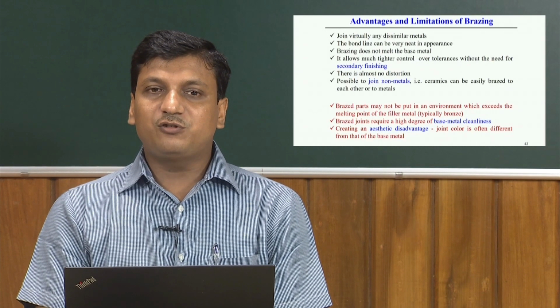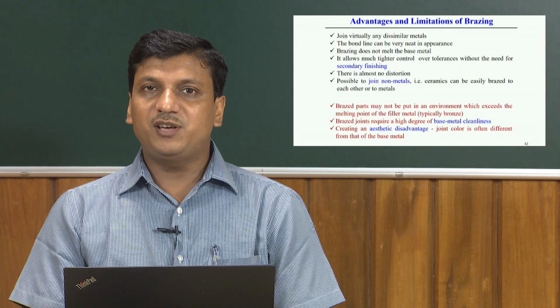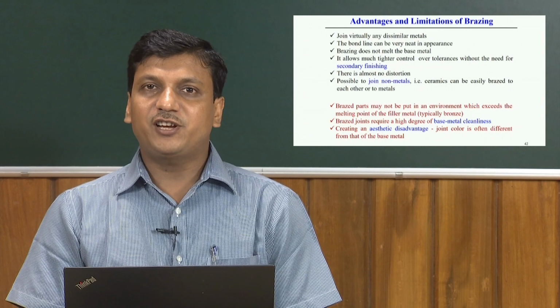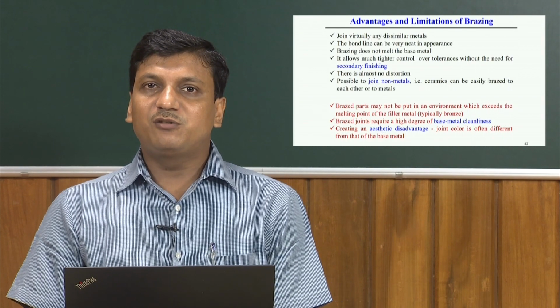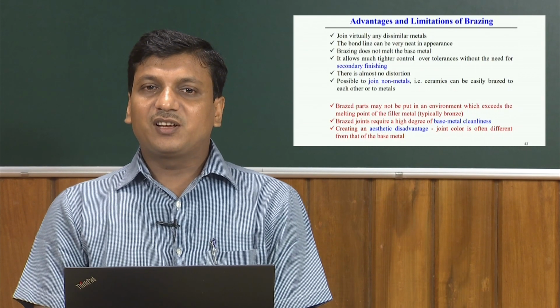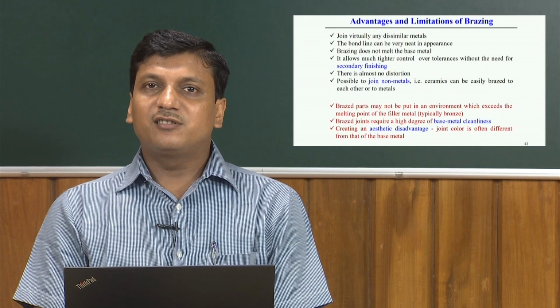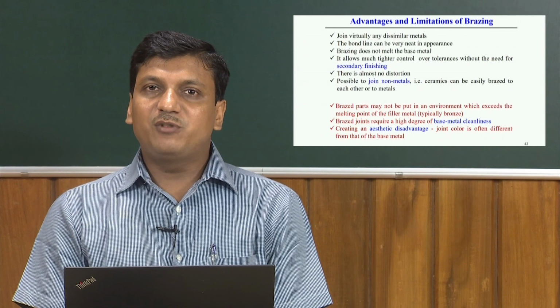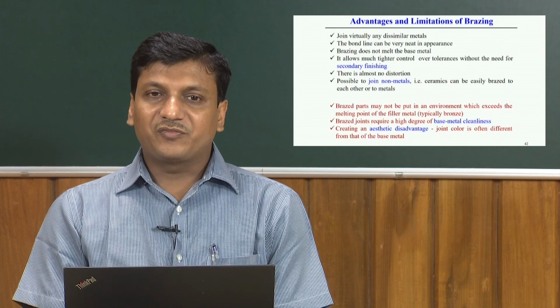Of course, the base joint requires a high degree of base metal cleanliness, because if the surfaces are very clean, then the wetting action will be good. So, in that sense the surface should be very clean to get a successful brazed joint between the components.